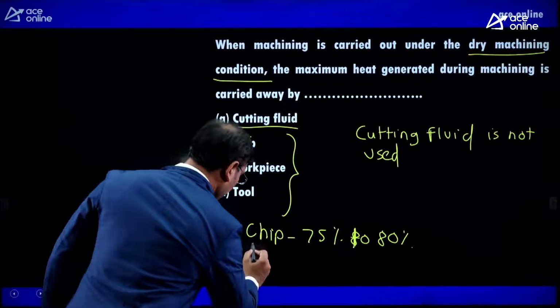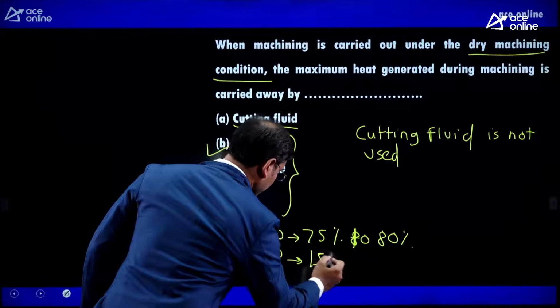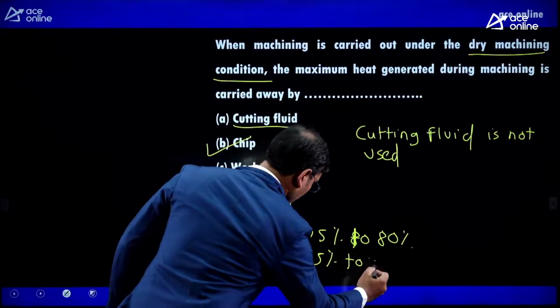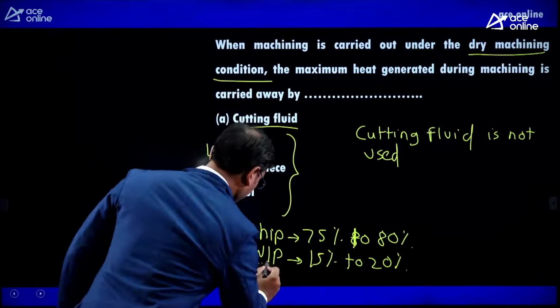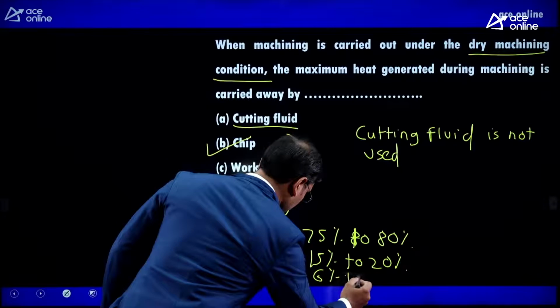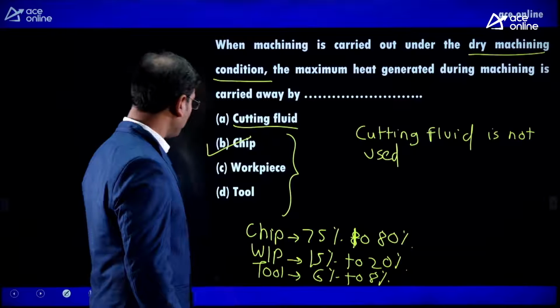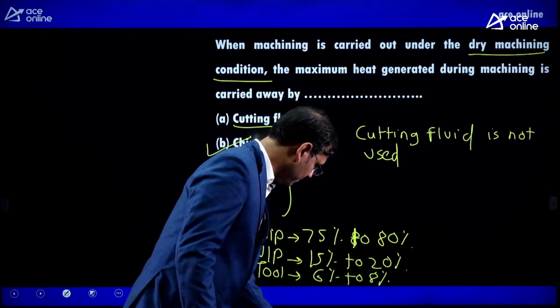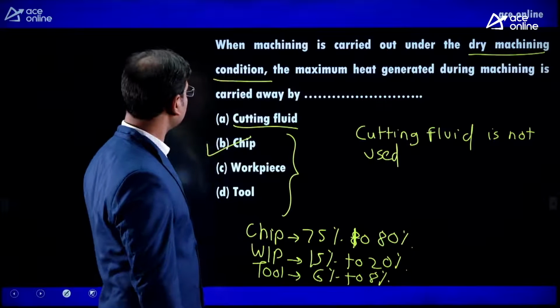And guys, the workpiece is going to carry 15% to 20% of the heat, and the tool is going to carry only 6% to 8% of the heat. Hence the correct answer is option B, that is the chip. Okay, you also give the answer. I can see your answer here.